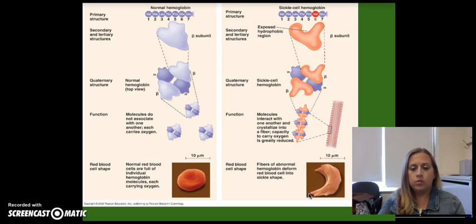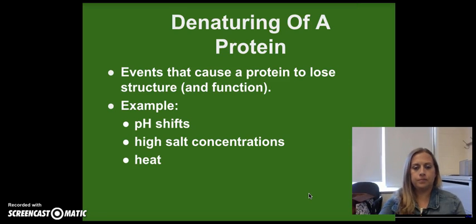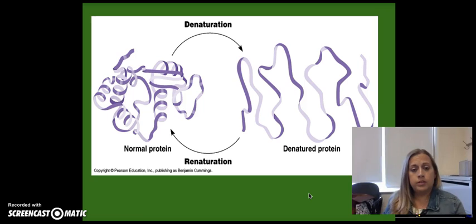And then when you look at quaternary structure, when the different polypeptides come together, they're not going to fit together the same way because of that just one change in one amino acid. We can also denature proteins, and denaturing is essentially any event that's going to cause a protein to lose structure and function. That could happen because of a shift in pH. It could be due to high salt concentrations. It can also happen because of an increase in heat.